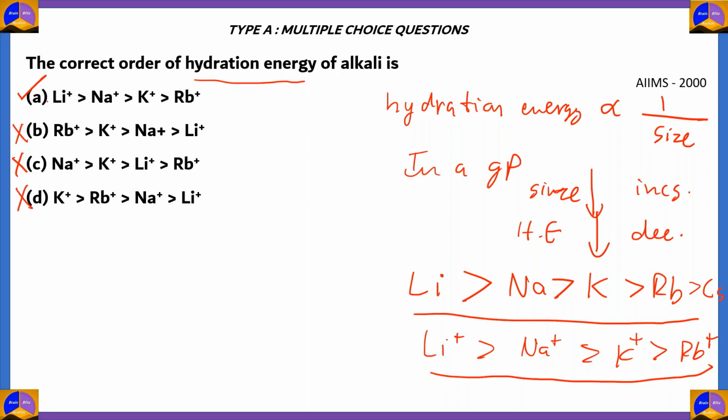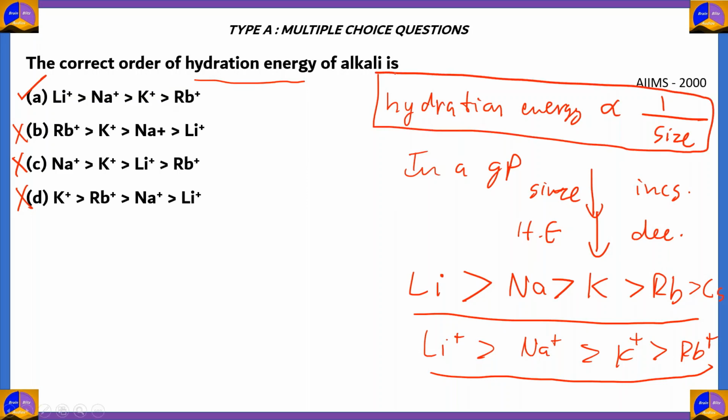The right answer is option A. Li+ is greater than Na+, greater than K+, greater than Rb+. We used the relation that hydration energy is inversely proportional to size. We also used the other property that in a group, size increases as we go down the group, which gave us the right option. Li+ greater than Na+, greater than K+, greater than Rb+.